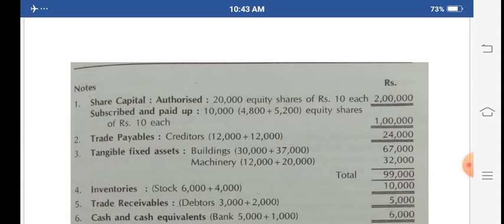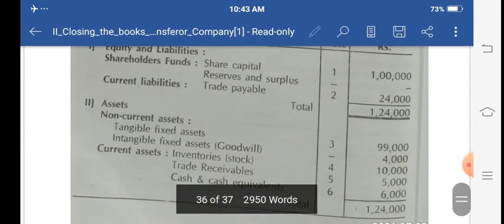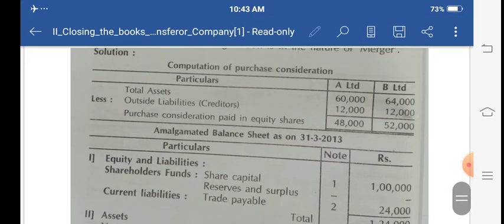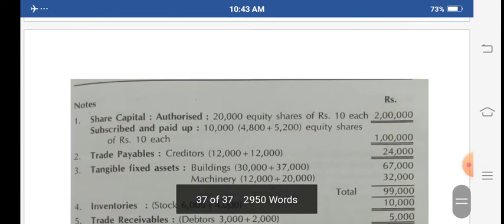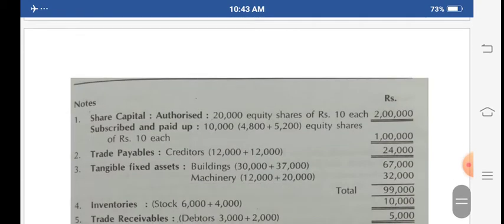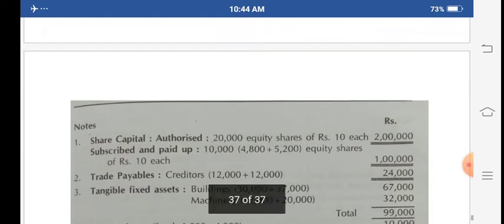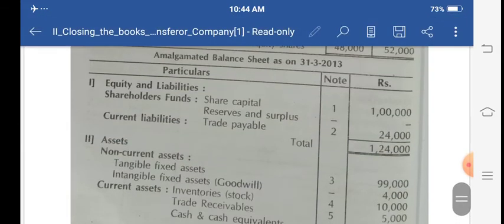But the subscribed and paid up share capital, 10,000 shares are there. How is it 10,000 shares? 4,800 shares plus 5,200 shares. Whatever purchase considerations we calculated, the purchase consideration answer is A Limited 48,000, B Limited 52,000, so this is converted into shares. Each share price is rupees 10, then 4,800 shares of A Limited and 5,200 shares of B Limited. So the total will be 10,000 shares at 10 rupees each. 10,000 into 10 is rupees 1 lakh. So this is the 1 lakh of share capital.